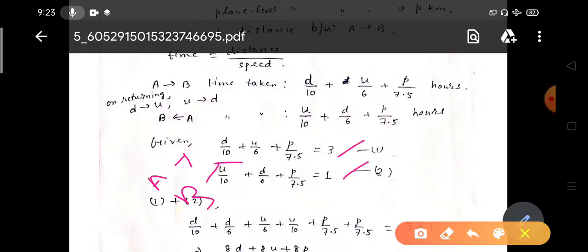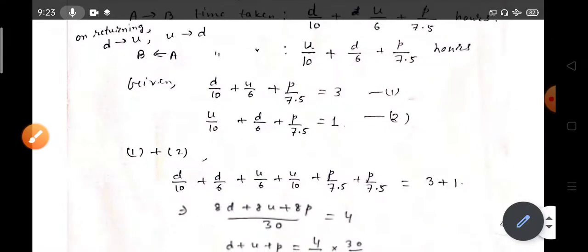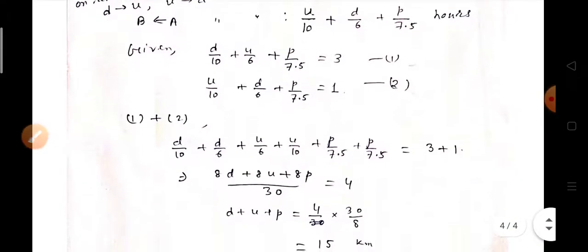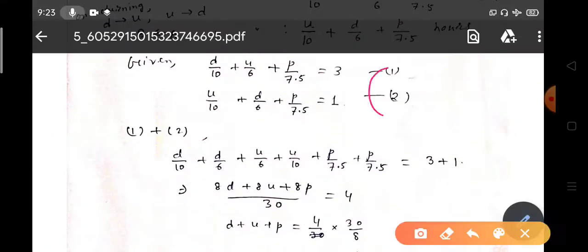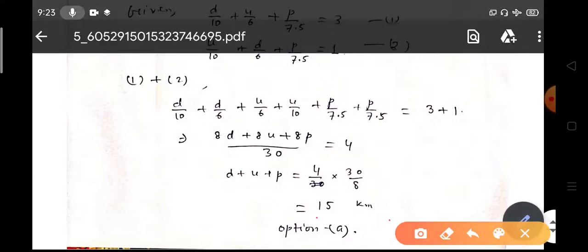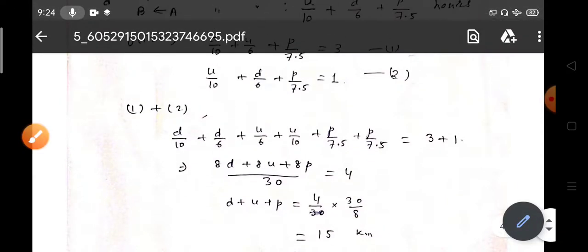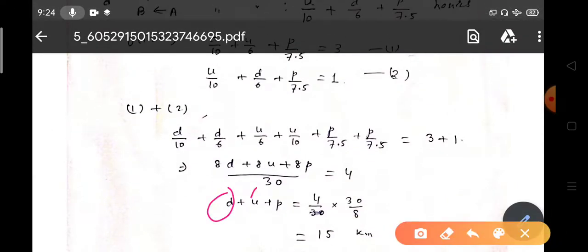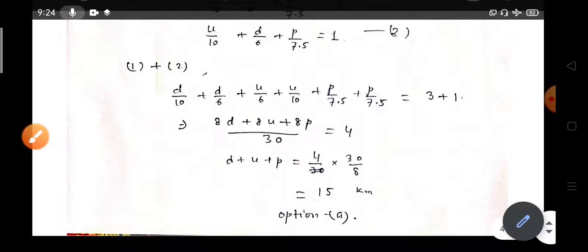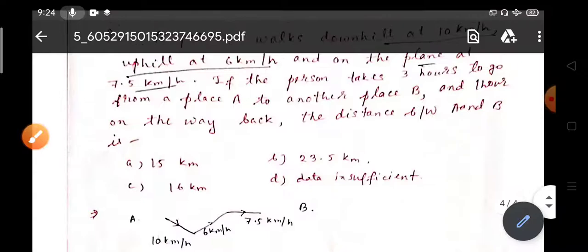So you take these two equations, put in the values as given in the question, and add the two equations, and you get d plus u plus p is 15 kilometers. So the total downhill path plus total uphill path plus total planar path is 15 kilometers, which is the path from A to B. So option A is the correct option.